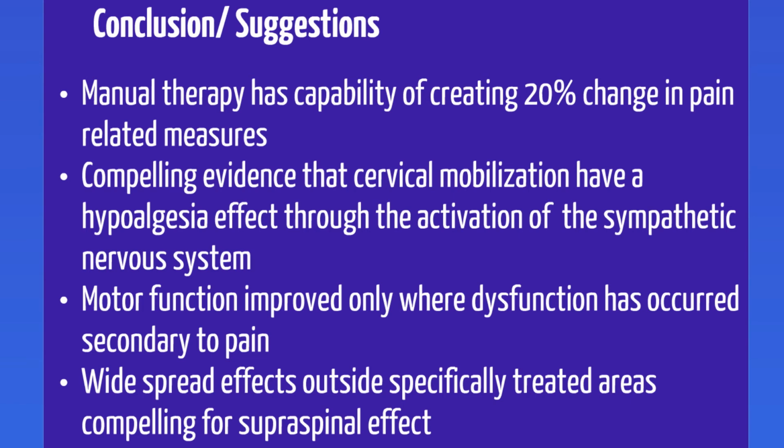Motor function was not improved in studies where they were studying asymptomatic individuals, only when there was a dysfunction secondary to pain. And the widespread effects outside the specific treated areas were compelling evidence for the supraspinal effect as opposed to strictly spinal. So if it's a global change, specifically with the skin conductance and pain pressure threshold away from the site of application, there's something that has to be going on outside of specifically the spinal region.